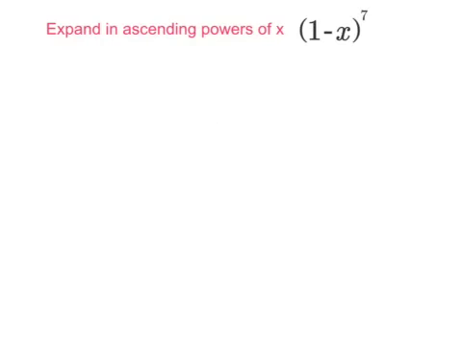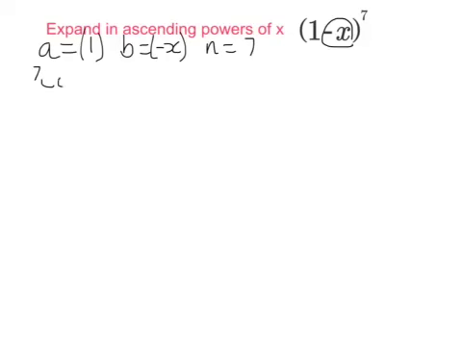Okay guys, let's see how you get on. So in here we're going to end up with a is 1, bracket it off. Now the b, be really careful, the b is minus x. Did you spot that? And the n is 7. Okay, we're going to start off then. 7C0, 7C1, 7C2, 7C3, 7C4, 7C5, 7C6, 7C7.